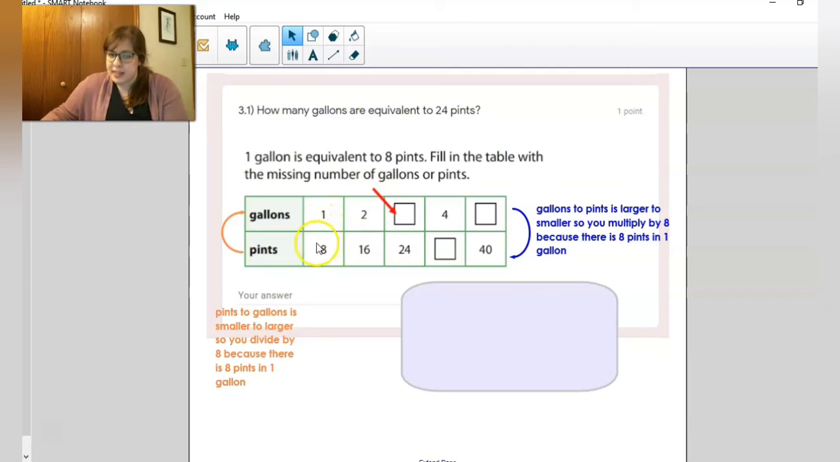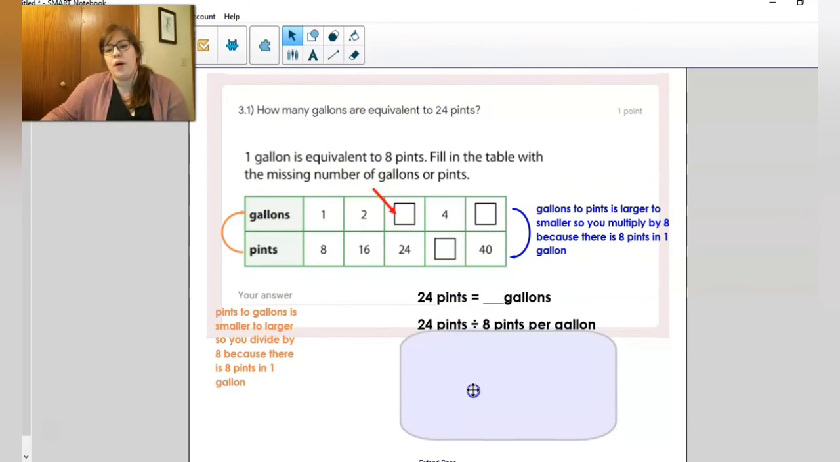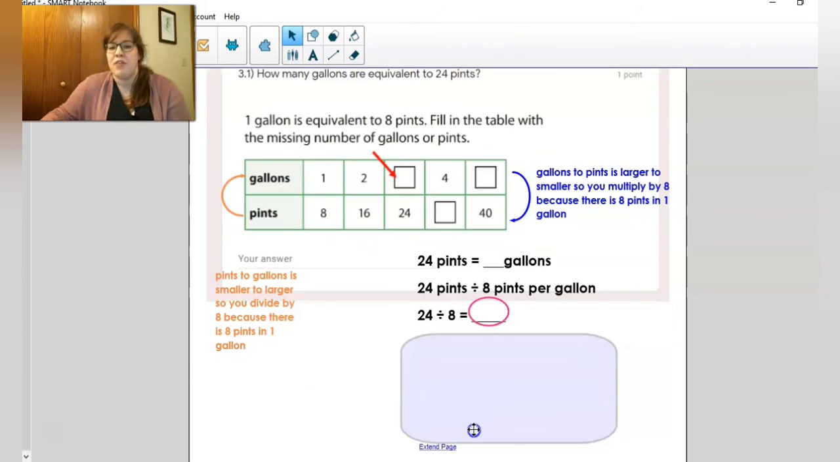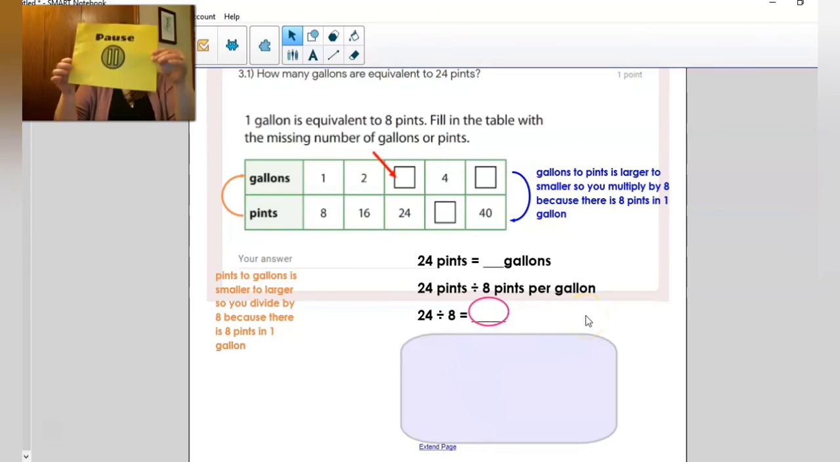And we divide by 8 because there are 8 pints in 1 gallon. So for this one, we have 24 pints divided by 8 pints per gallon. 24 divided by 8 will give you your answer. So you can pause the video now and record this answer on your assignment sheet.